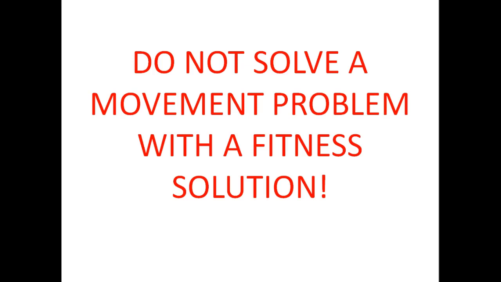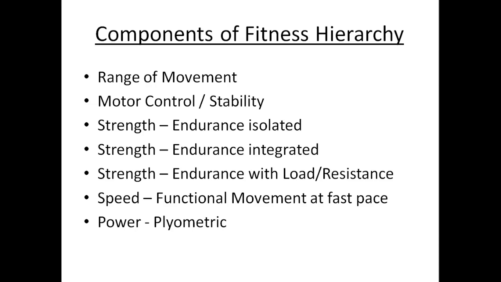My pet hate is trying to solve a movement problem with a fitness solution. Let's not add fitness to dysfunctional movement. Let's work on that movement first and then add fitness. So we've got a components of fitness hierarchy. If we're dealing with an injured joint, we want to start by regaining full range of movement. Then we want to work on motor control and stability of that joint. Then initially we could work on isolated strength, and when we get stronger, that strength then becomes endurance as we're able to do more reps.